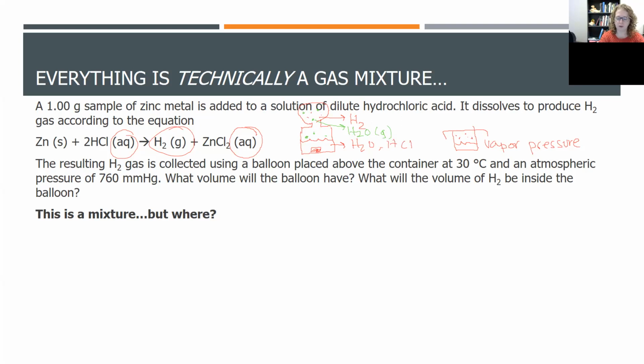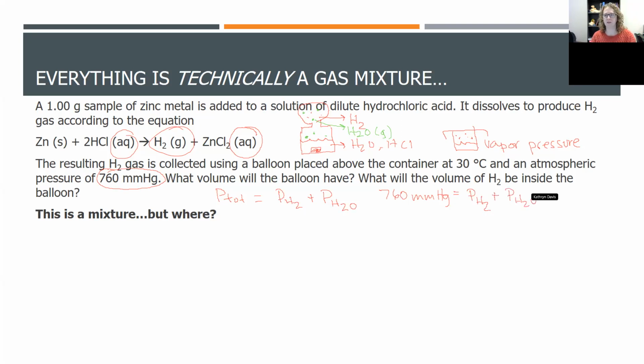And so my total pressure is just the pressure of the H2 that I made plus the water vapor that's there because there was water in the reaction. I see that I'm collecting at a total pressure of 760 millimeters of mercury. So 760 millimeters of mercury is equal to the pressure of H2 plus the pressure of H2O.